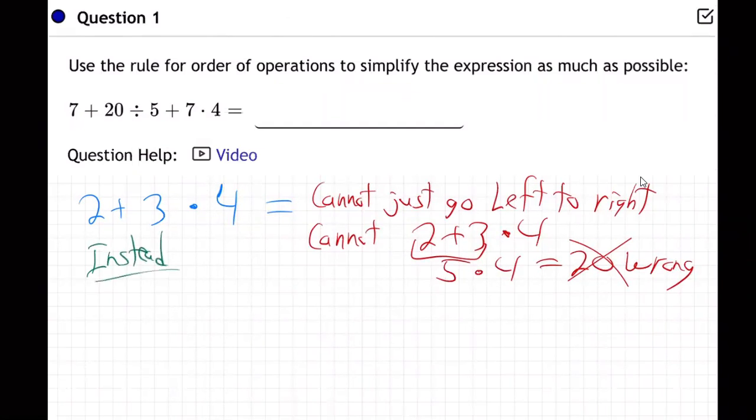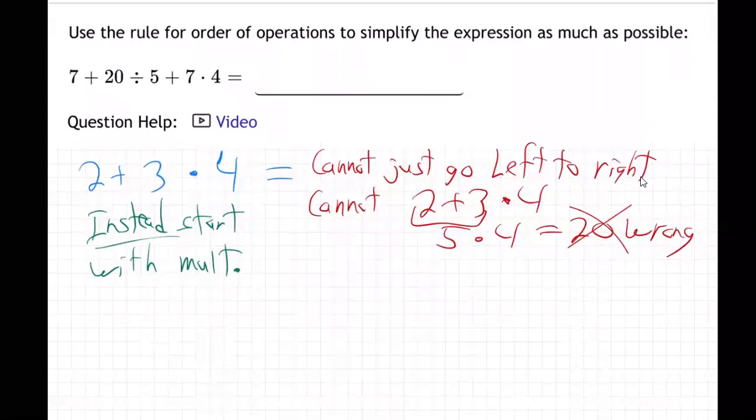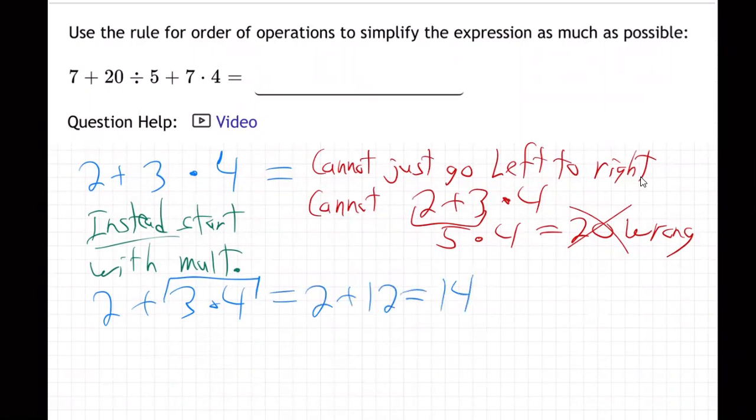Instead, what do you start with? Do order of operations, which means you've got to start with the multiplication. You've got to do that first. So you've got 2 plus 3 times 4. You've got to do this first. So that'll equal 2 plus 12, and that's 14. That's the correct answer.